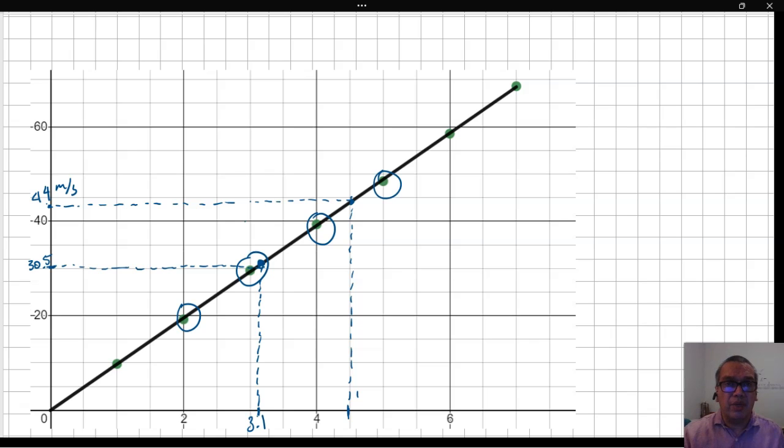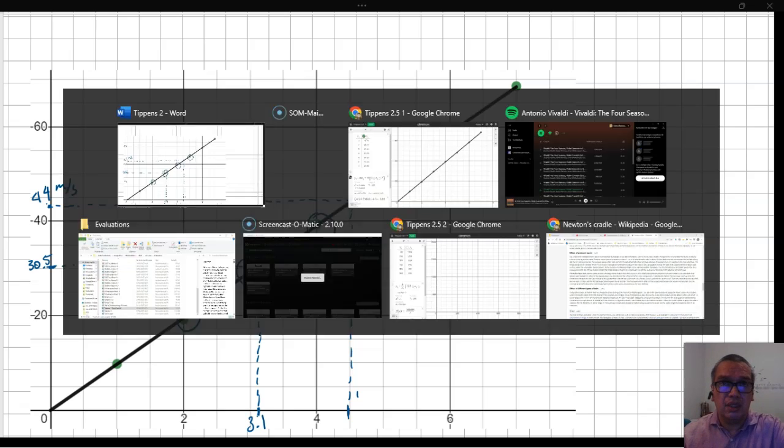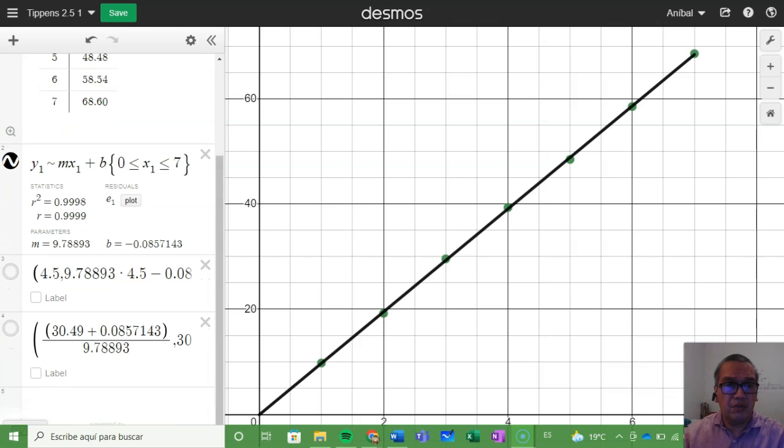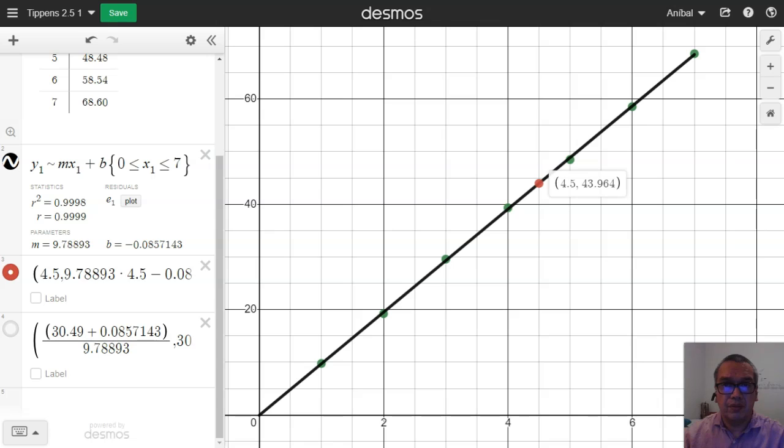You can also do this in a more mathematical way using the Desmos graph. This would be the point where the time is 4.5 seconds. And you can see indeed that the speed is almost 44 meters per second. You can see that this other point is where the velocity is 30.5 and the time happens to be around 3.1 seconds.